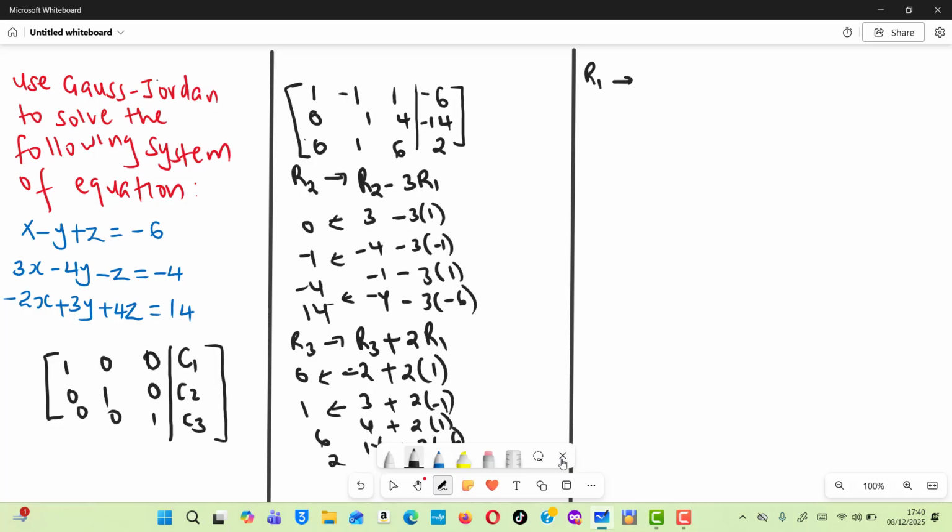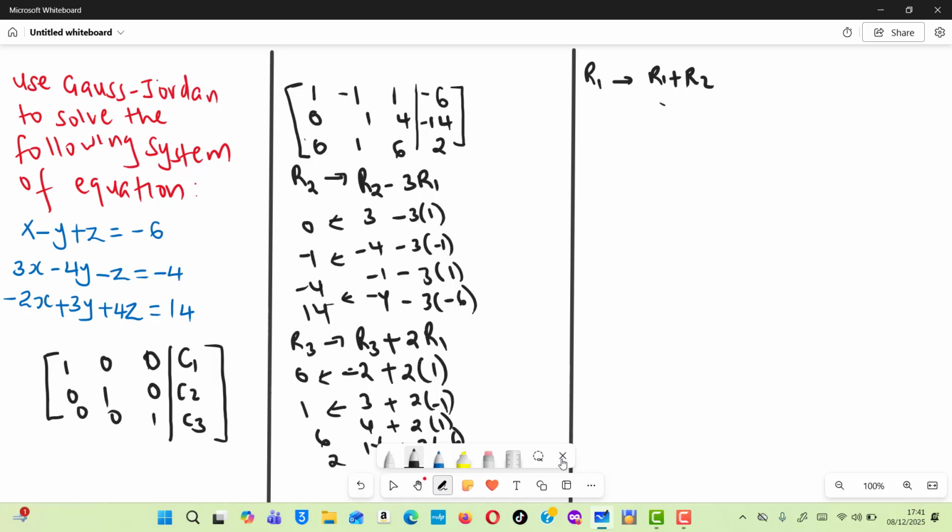Row 1 will be row 1 plus row 2. Because our main interest is to get 0 in the first number of the second column, to get 1 in the second row, second column, and then get 0 in the third row, second column. So first we convert row 1 into row 1 plus row 2.